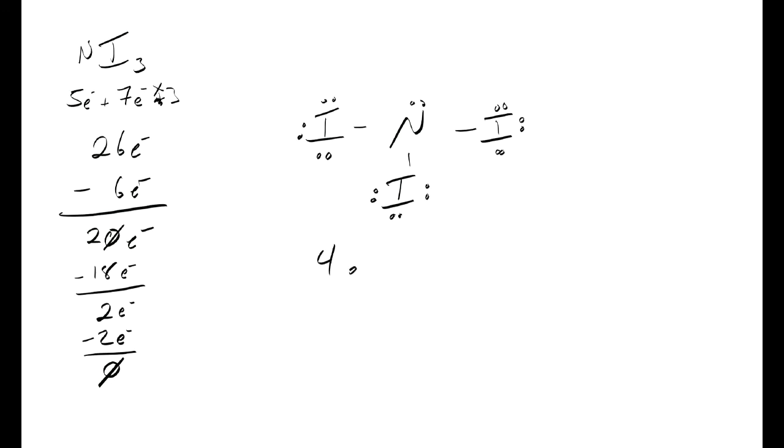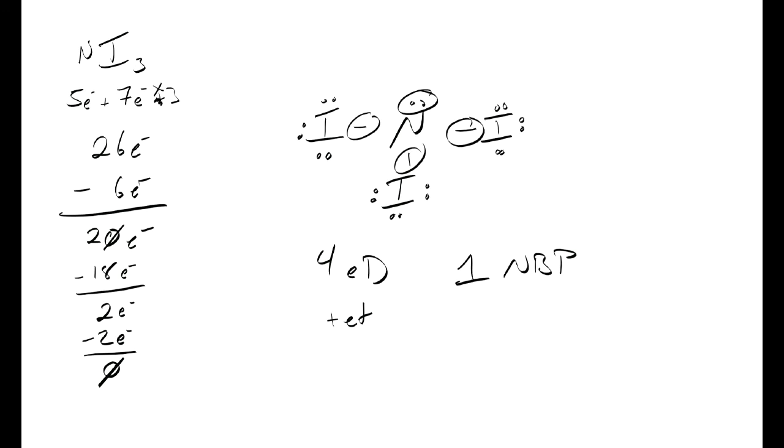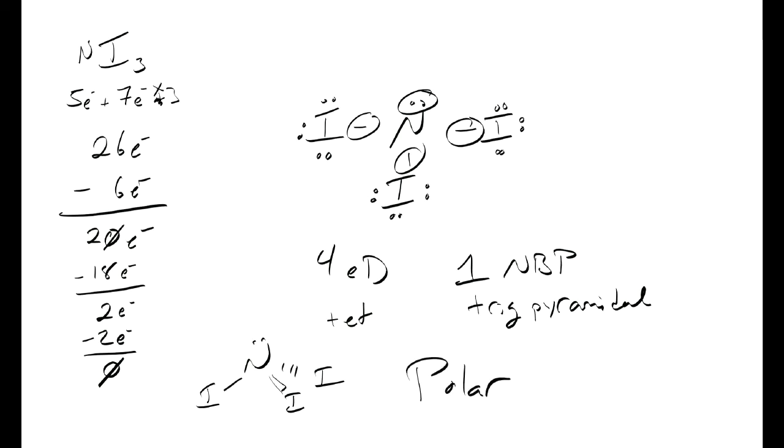Meaning we have 4 electron domains. 1, 2, 3, 4. And 1 non-bonding pair. So it is a tetrahedral electron domain geometry and a trigonal pyramidal molecular geometry. So it looks more like this. All of the iodine are on one side, and it is another polar molecule.